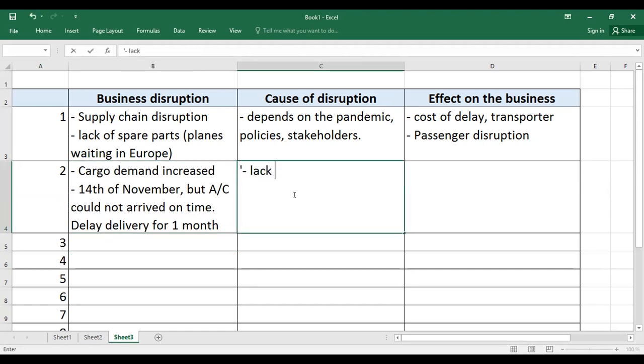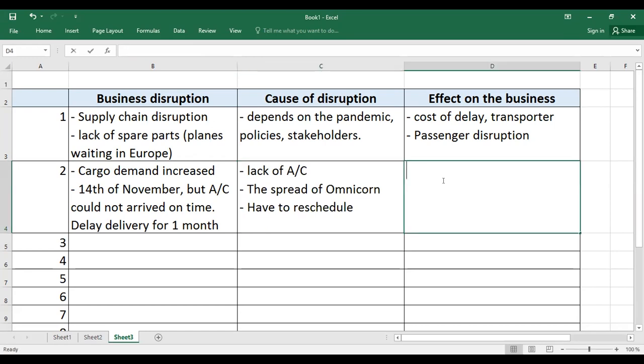The cause? Cause of lack of aircraft. Okay. And the second, firstly, the lack of aircraft, and the second reason is the Omicron virus. So all the tourists, passport holders from South Africa could not land in Seoul. Suddenly, it caused more delay. And the airline had to rearrange the schedule of their flight operations, so it caused delay. But the impact here is that the huge shipment lying in the warehouse delayed delivery to the consignee.